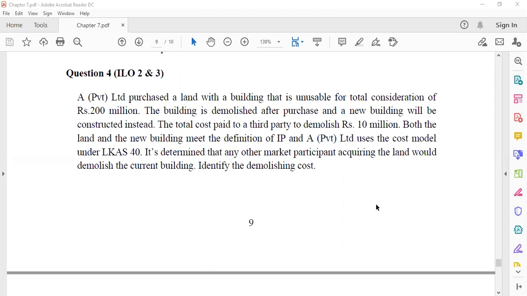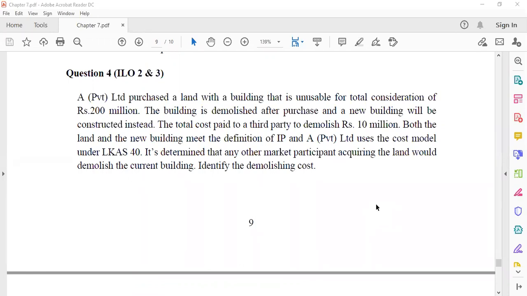Because when you come to the investment property, it talks about several kinds of cost, like in the PPE. The first type of cost would be the acquisition cost, the purchase price of the land and building. And also the second most important cost is bringing the asset to the intended use and condition. In order to bring that particular property to the intended use, definitely you need to demolish the existing building.